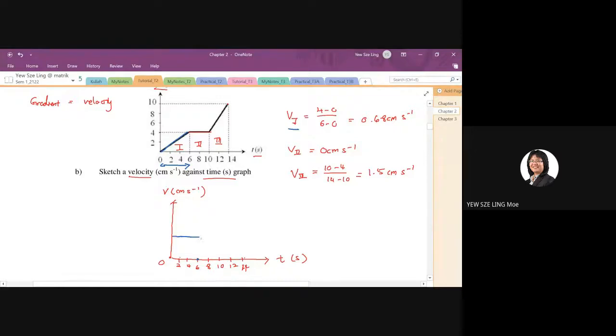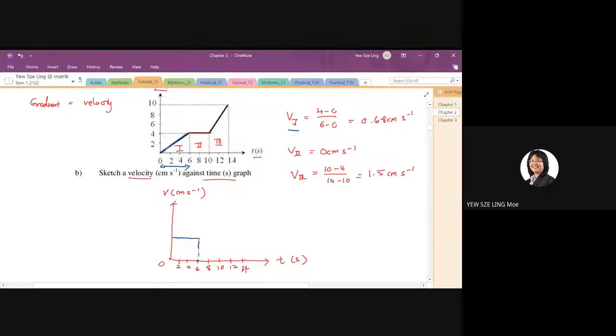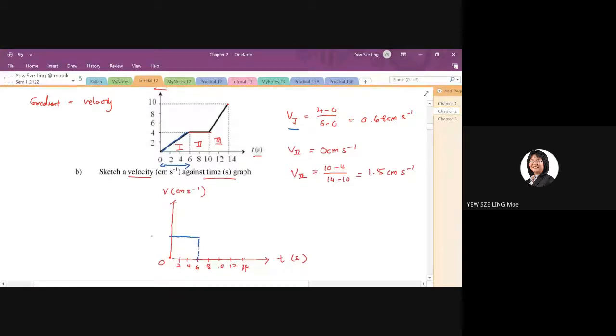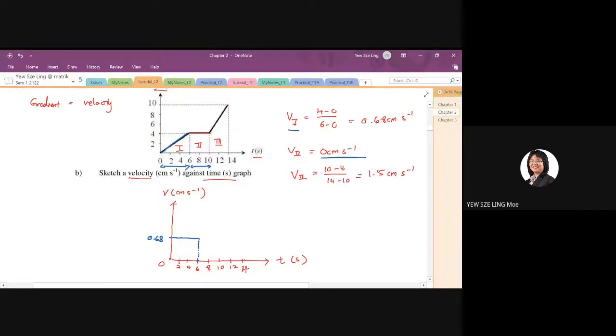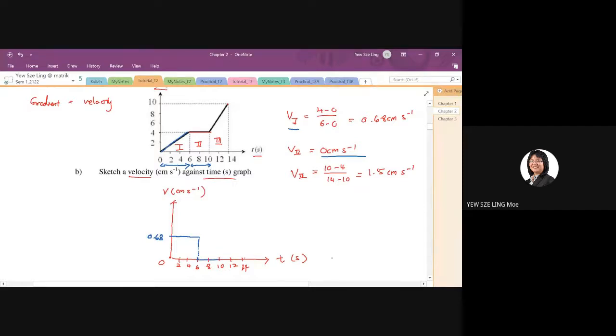When it reaches 6, you just put a dotted line down. So here you can then label 0.68. For the y-axis, to make it easier, you don't have to do the scale. You just label 0.68. And then for section 2, from 6 until 10 seconds, your object is not moving. Therefore, you have 0 velocity. So for 0 velocity, you draw a horizontal line along the x-axis. And then for the third section, from 10 seconds until 14 seconds, the object is moving at 1.5.